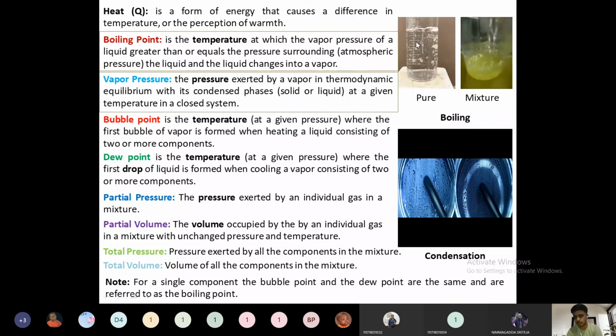Okay, the temperature at which the first drop of a bubble will form in a pure state is called a boiling point. The temperature at which the first drop of a vapor or a first drop of a bubble will form when the components are present in a mixture is called a bubble point. So that is the bubble point temperature. And the dew point, what is the dew point? Dew point for the pure liquid is the temperature at which the first drop of a liquid will form from the vapors, and that is also a boiling point.